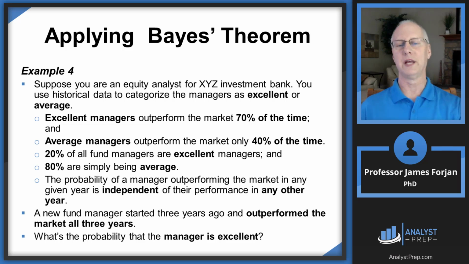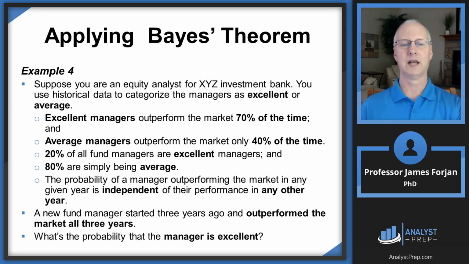So the probability of a manager outperforming the market in any given year is independent of their performance in any other year. And by the way, that's been shown by lots and lots of financial research, that historical outperformance for mutual fund managers really doesn't actually predict future outperformance. In fact, some studies show just the opposite, that outperforming managers tend to underperform. Maybe that's an application of reversion to the mean.